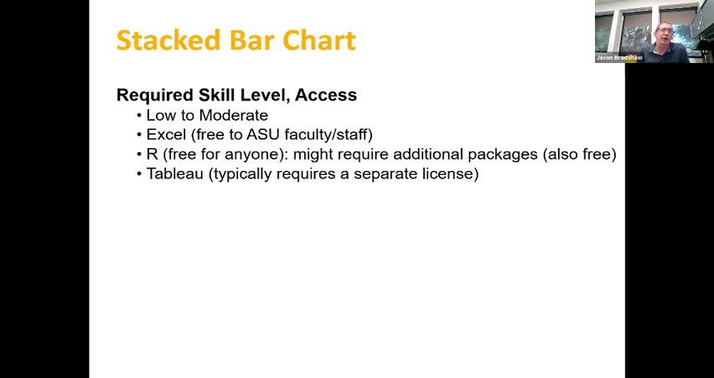R can do a lot. R requires a little bit more programming, but it's free to everyone. And the stacked bar charts are built into the base R package, but then additional packages, which are also free, can allow you to do a bit more customization and maybe some fancier displays. And then of course Tableau, which is what we're using here, but to publish or to do anything on analytics would require you to have a separate license for it.